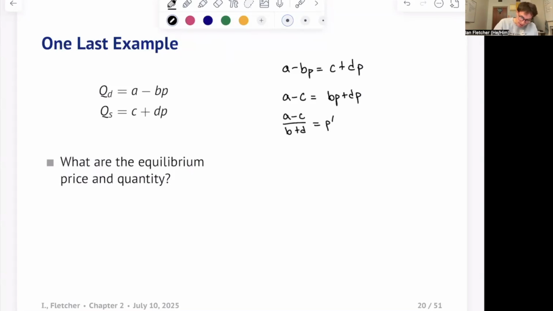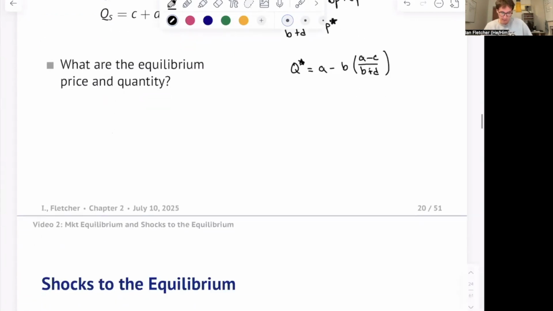And so this would be P star. And then our Q star should equal A minus B times A minus C over B plus D. Right? So in theory, it's fine. But if you can follow this, you can do whatever. You should be pretty good with everything.